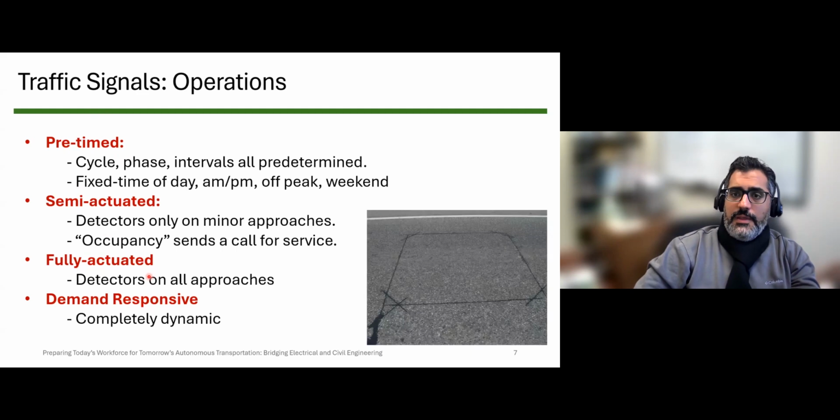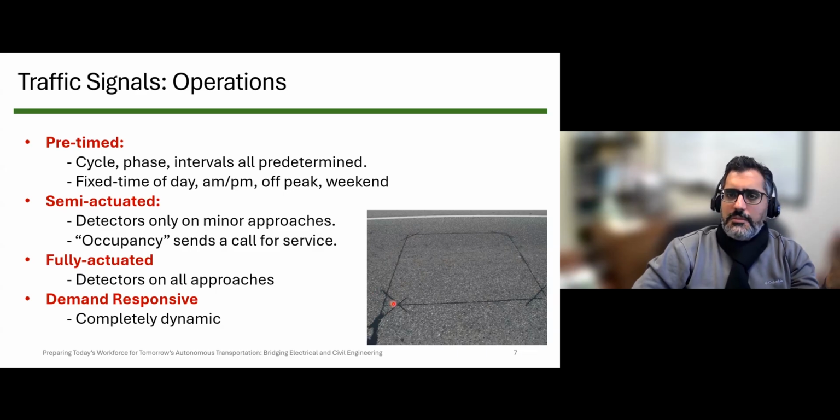The most common detection that we have in place is what we call in-pavement loop detectors. So we put these wires in the pavement and they create a magnetic field. Whenever a vehicle crosses this magnetic field and disrupts it, a call is sent to the traffic controller. So we know that there is a vehicle there. That would be the most common type of detectors, loop detectors.